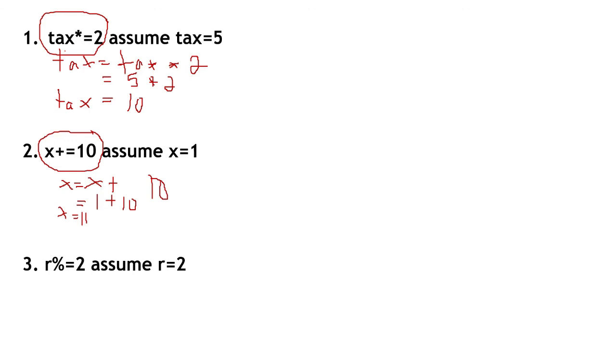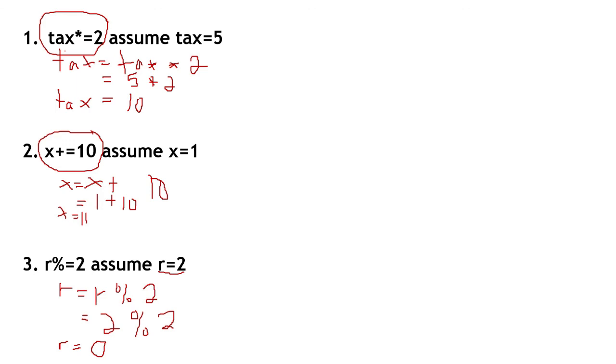Okay? Next, r modulo is equal to 2. Assume r is equal to 2. So, r is equal to r modulo 2. Okay? Next, palitan natin yung value ng r ng 2 kasi yun ang sabi dito. 2 modulo 2. Ano ulit yung modulo? Remainder. So, r is equal to, so ano yung ating remainder kapag divide natin yung 2 ng 2? The answer is 0. Okay?